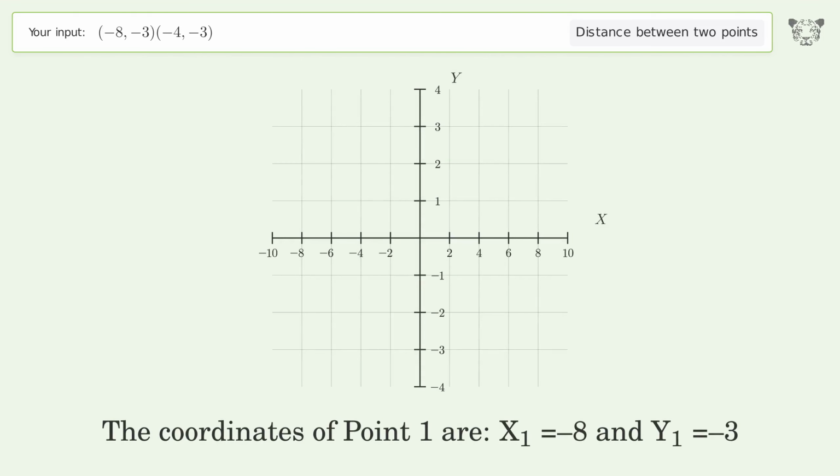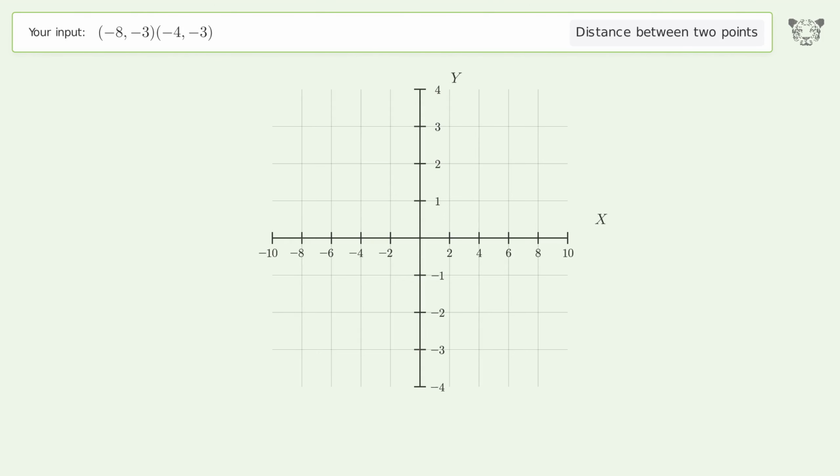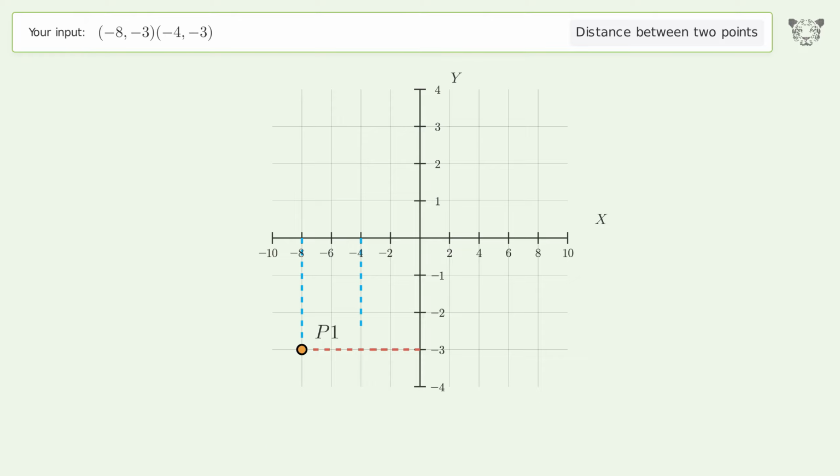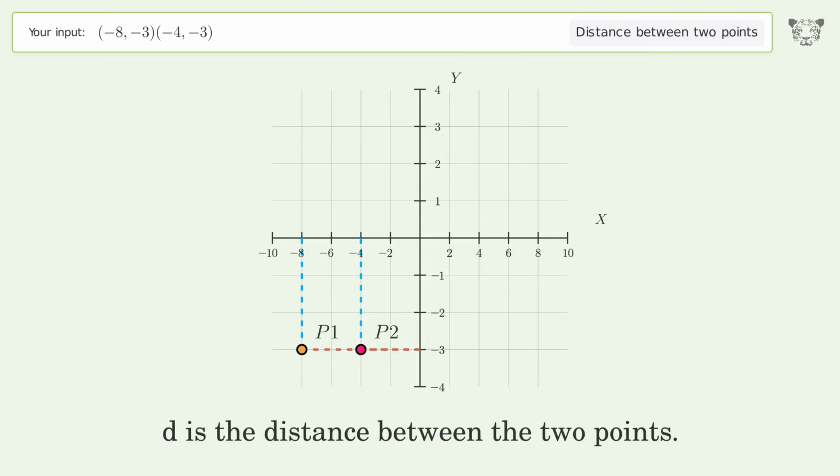The coordinates of point 1 are x1 equals -8 and y1 equals -3. The coordinates of point 2 are x2 equals -4 and y2 equals -3. D is the distance between the 2 points.